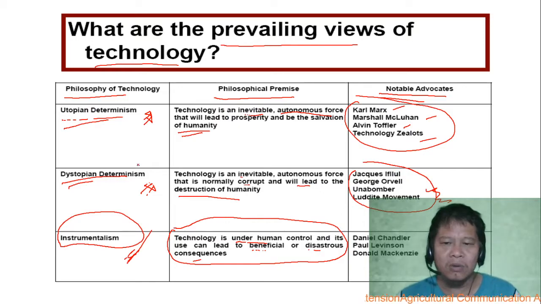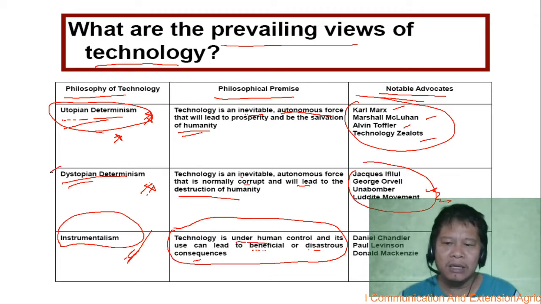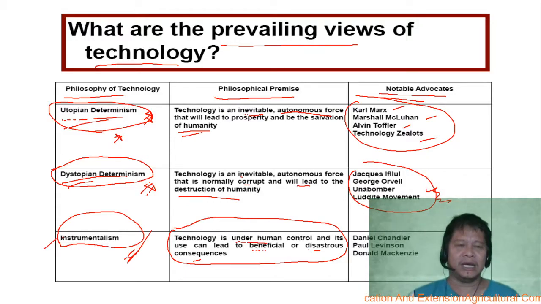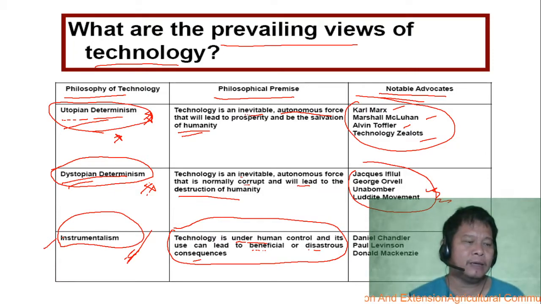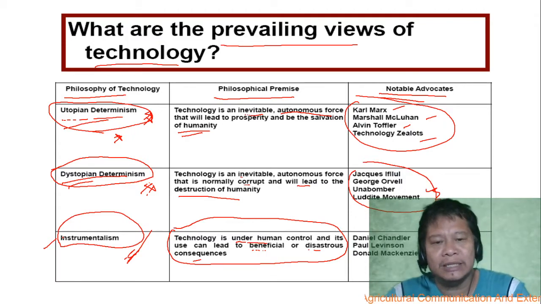For example, for the advocates regarding the dumping of dolomite sand in Manila Bay, under utopian determinism that is their frame of mind, while others view it in terms of dystopian determinism, and others in terms of instrumentalism. It is normal that we are divided. I try to look at the dumping of dolomite sand in terms of viewing technology through the eye of instrumentalism, because I myself am very instrumentalist. I will give you a view on that later on.